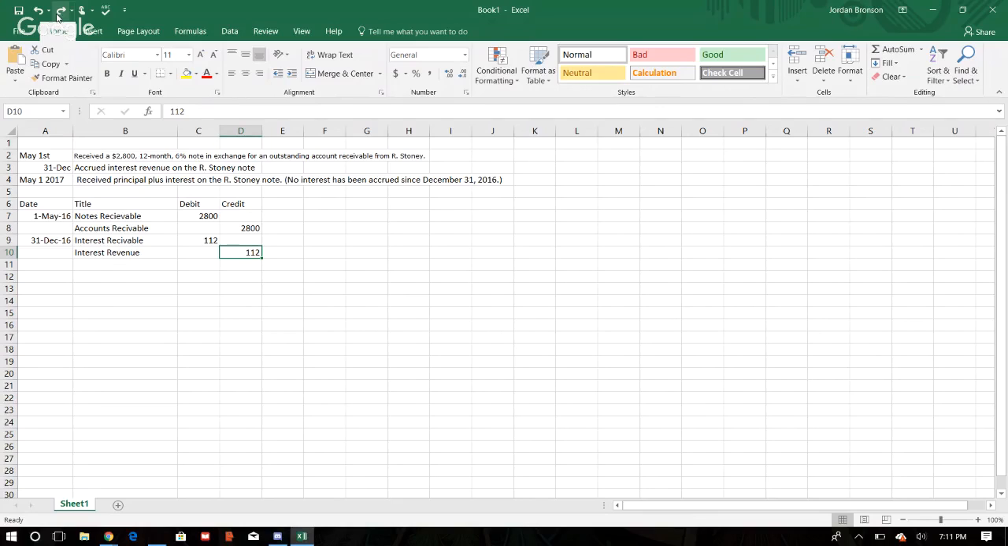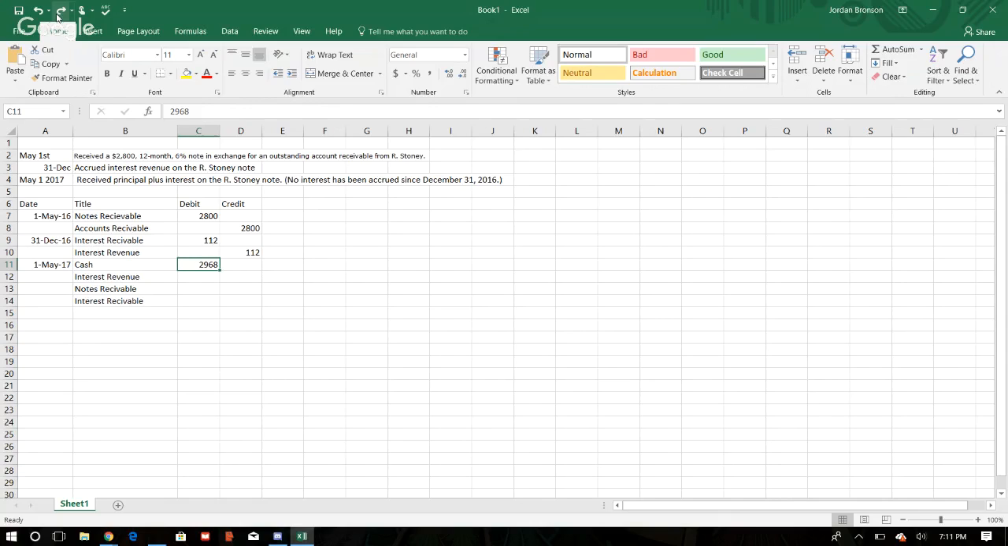We'll move on to the next date, which is in May of the next year, 2017. R. Stoney pays his note in full. So all we have to do is record the 4 things that need to be recorded there, which are cash, interest revenue, notes receivable, and interest receivable, to balance out all those accounts. The first one we'll do is cash. What we have to do is add up the notes receivable, the interest receivable, and the interest revenue for the last 4 months of that loan.